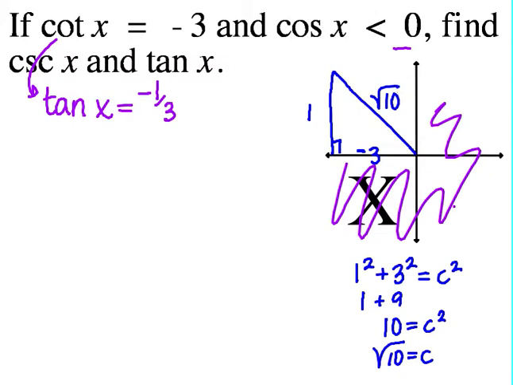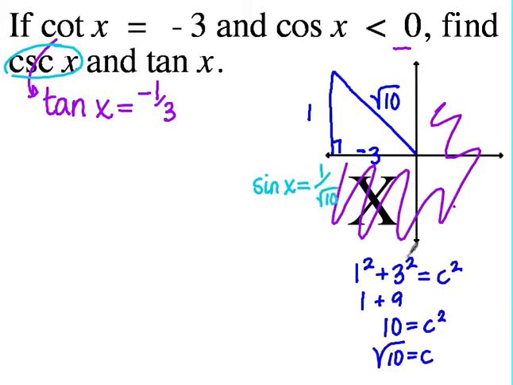So now, if I'm going to find cosecant, because I already found tangent, right? If I'm going to find cosecant, what do I need to find first? What does cosecant go with? Cosecant goes with what? Sine. So I know that the sine of x is going to equal, which is what? Opposite over what? So 1 over root 10. You are kind of doing all of them.